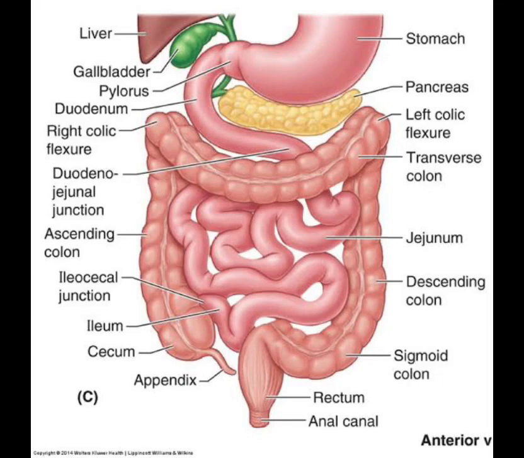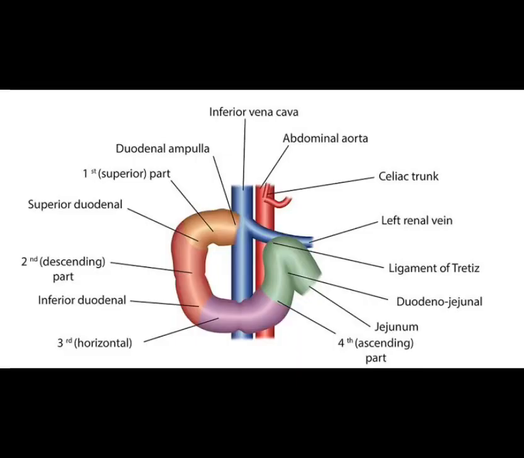It is a C-shaped curve which encloses the head of the pancreas, and it is subdivided into four parts. The first part is 5 centimeters, the second part is vertical and about 8 to 10 centimeters, the third part is horizontal and about 10 centimeters, and lastly the fourth part, or ascending part, is about 2.5 centimeters. The second part is the most important part of the duodenum, so we will discuss it in detail.